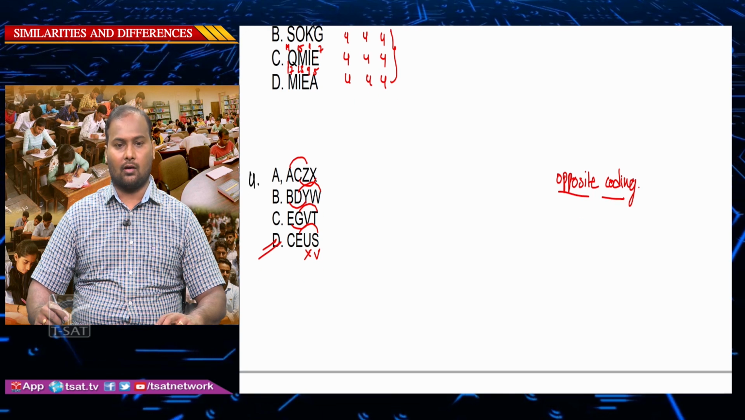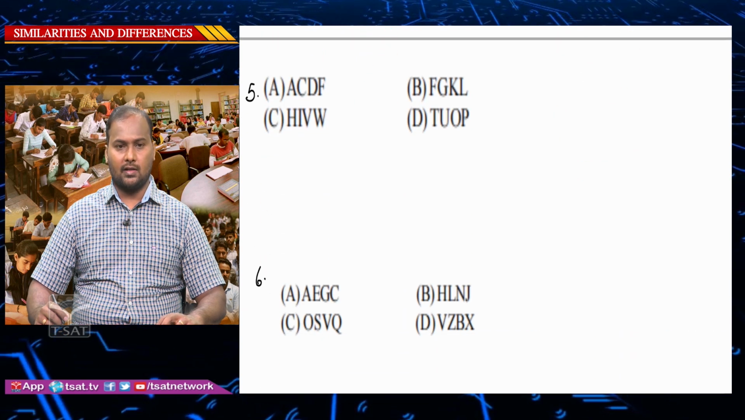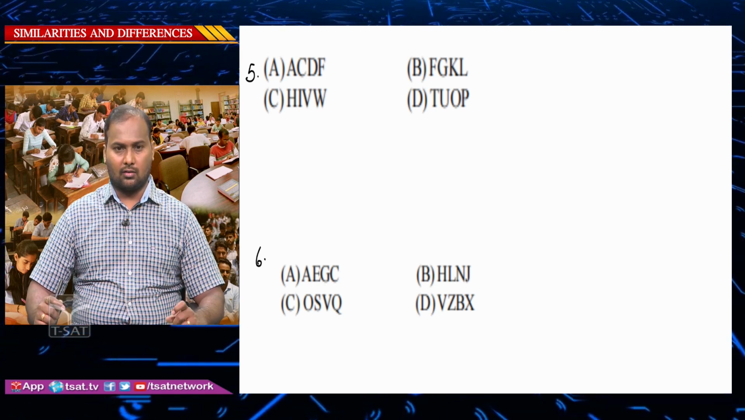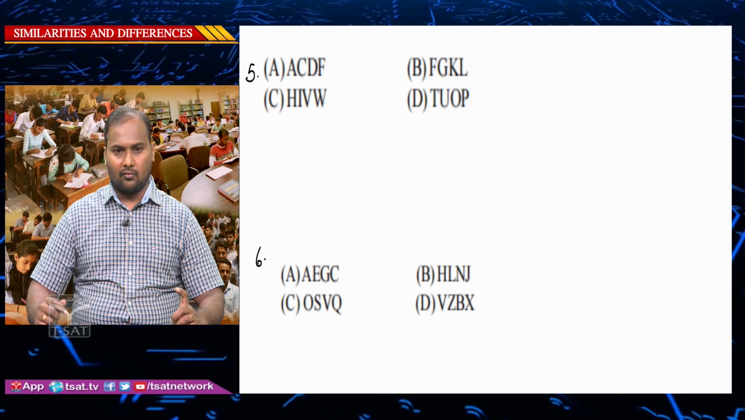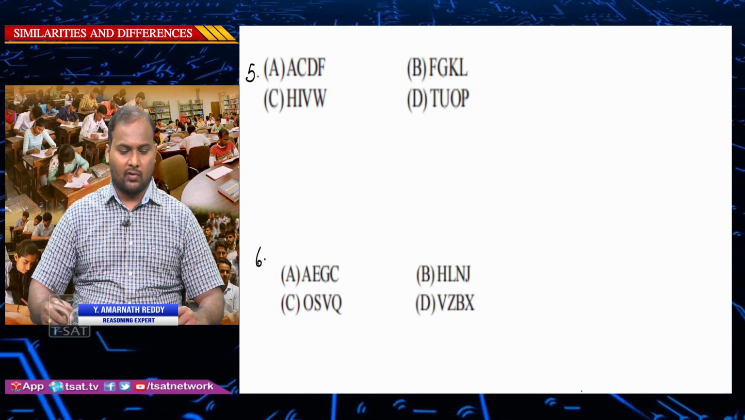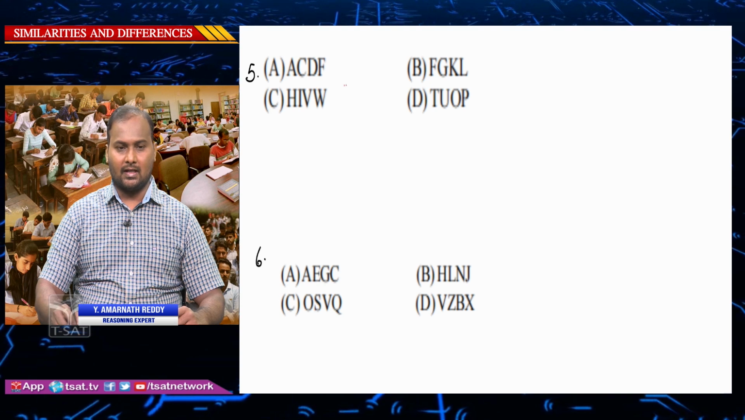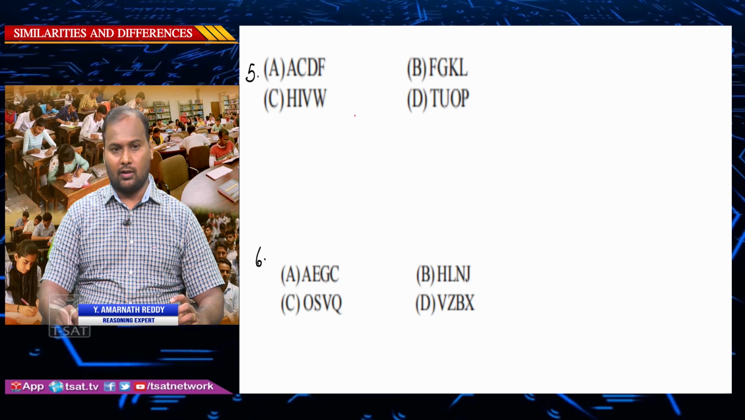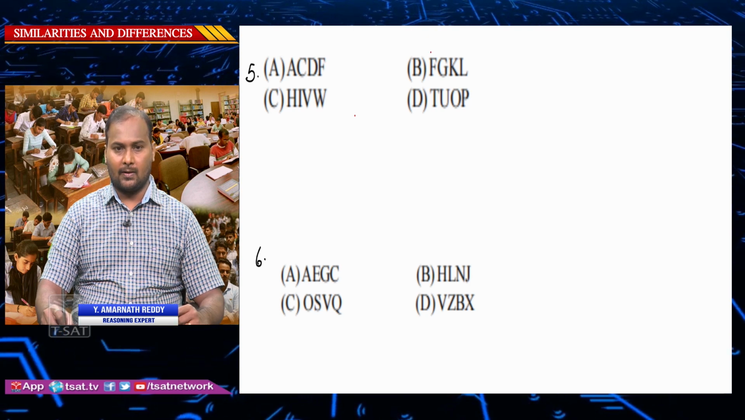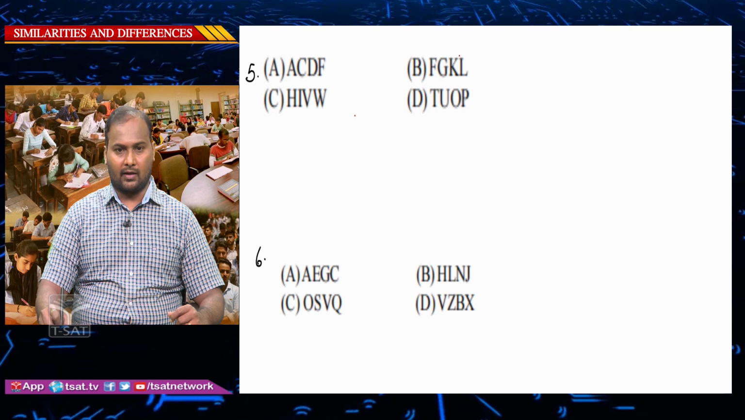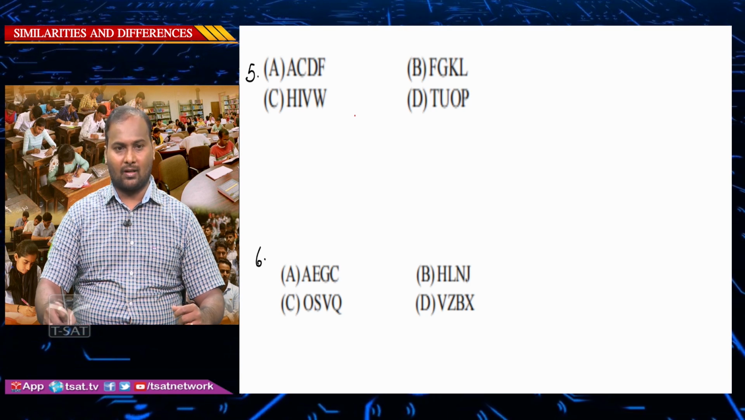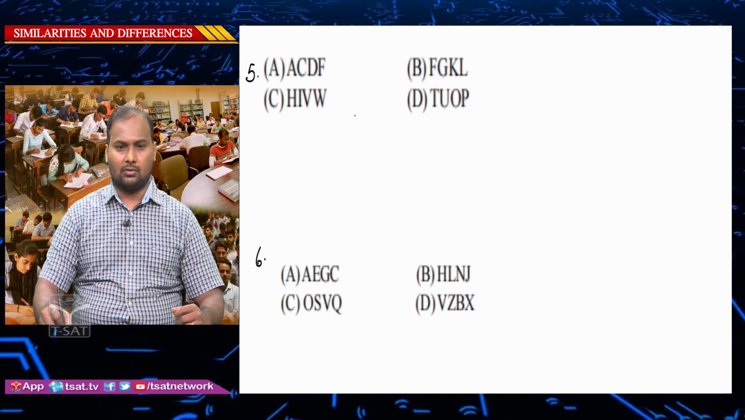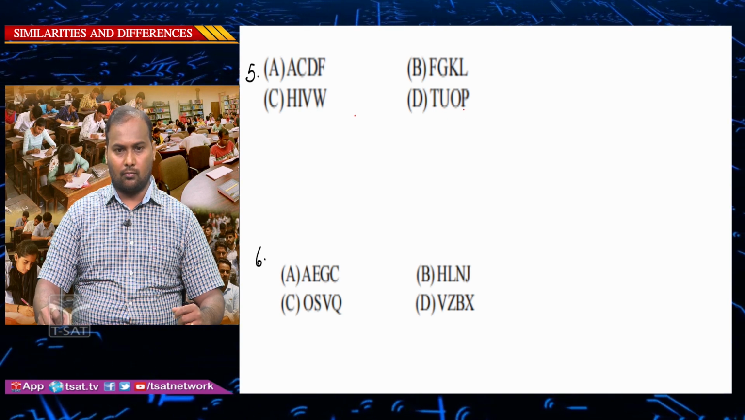Next type of question. See here as well. The moment the student sees the question in the exam, always remember he has to see the range of letters. The moment I see here A, C, D, F, what is the difference between A and C, and C to D and D to F? The range is important. Followed by F to G, G to K, and K to L. That range you have to analyze in the mind. In the same way, H to I, I to V and V to W. In the same way, T to U, U to O, O to P.